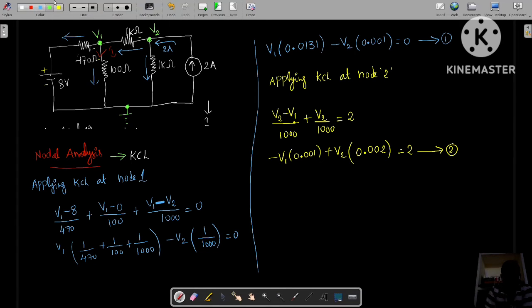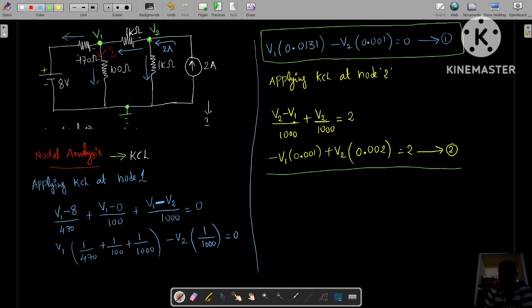We need to solve the equation 1. What is the equation 1? So this is the equation 1 in terms of V1 and V2, and this is the equation 2 in terms of V1 and V2. We need to solve these two equations to get the values of V1 and V2.